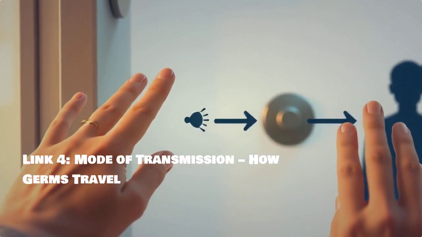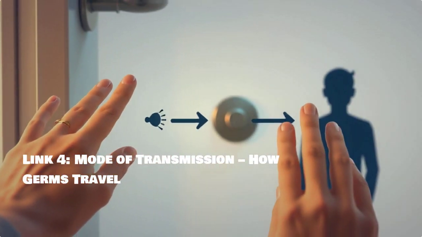Link 4 is the mode of transmission, how germs travel from one place to another. The main routes we worry about are our hands, the air, and droplets from coughs and sneezes. This is where your routine habits make a huge difference.